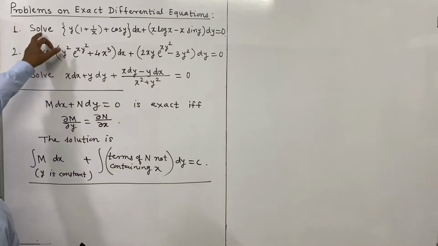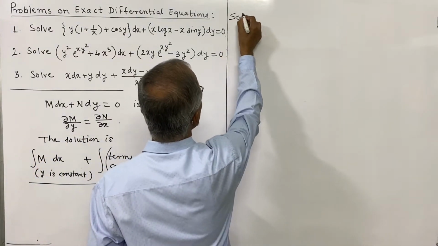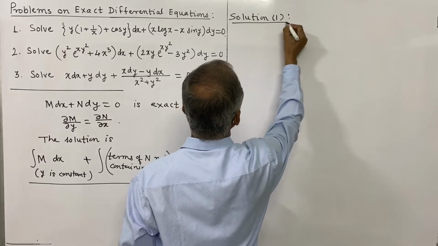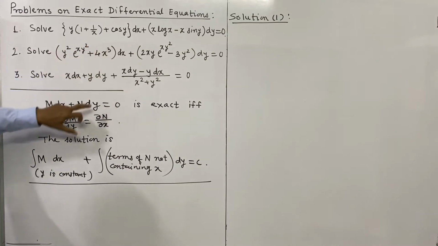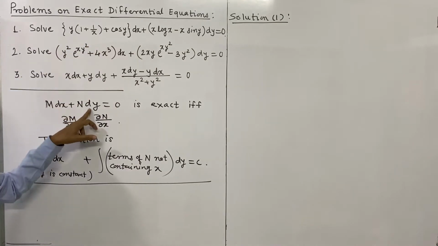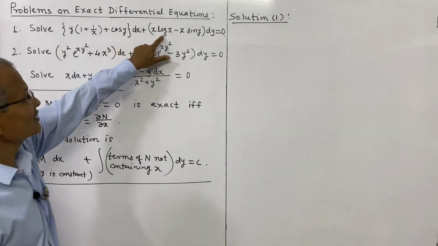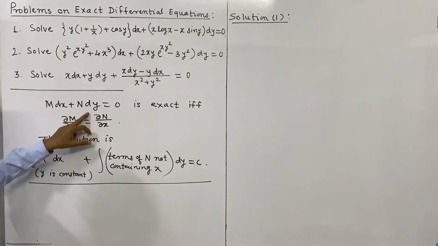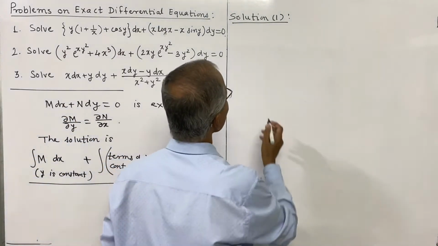Now we consider the solution of the first problem. Solution 1. See, this equation is in the form M dx plus N dy is equal to 0. This is the value of M and this is the value of N. So comparing the given equation with M dx plus N dy is equal to 0, we get the values of M and N.